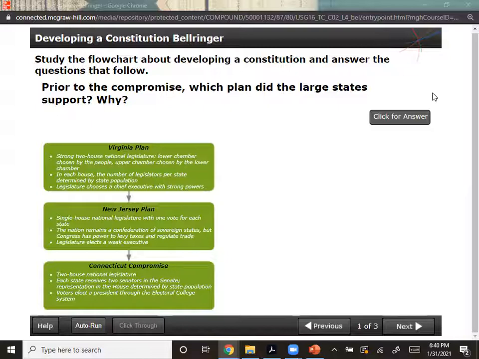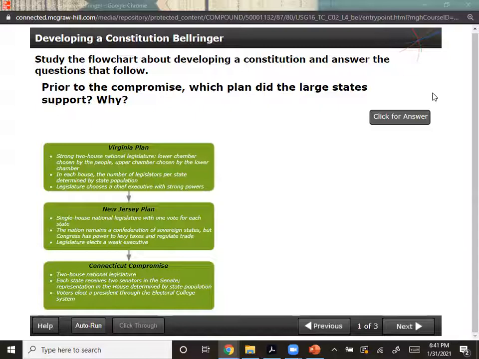They had a strong two-house national legislature, lower chamber, which is chosen by the people, the House of Representatives, and the upper chamber would be chosen by the lower chamber. Ideally, that would be the Senate. In each house, the number of legislators per state was determined by the state population, our House of Representatives. The legislature chooses a chief executive with strong powers.